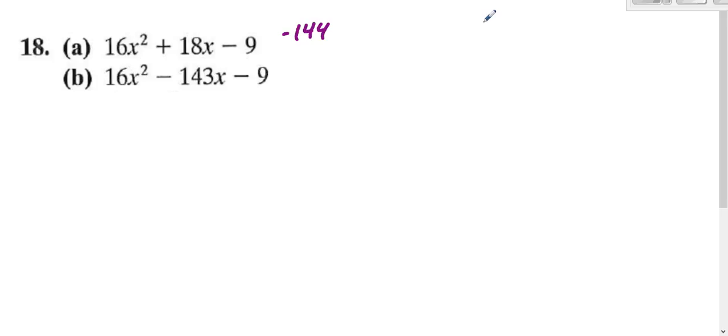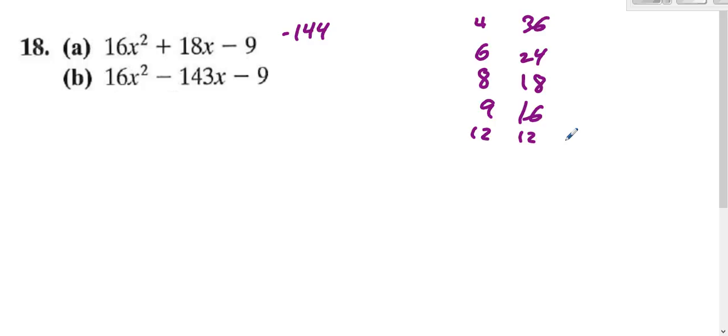Some possibilities would be 4 and 36, 6 and 24, 8 and 18, 9 and 16, 12 and 12, of course. So all of these things multiply to be 144. One of them would be negative to get a negative 144, and we're trying to add to get 18. So that'd be 24 minus 6.